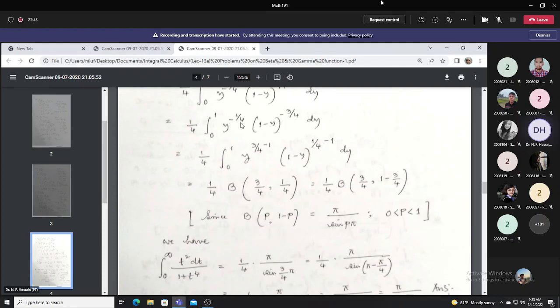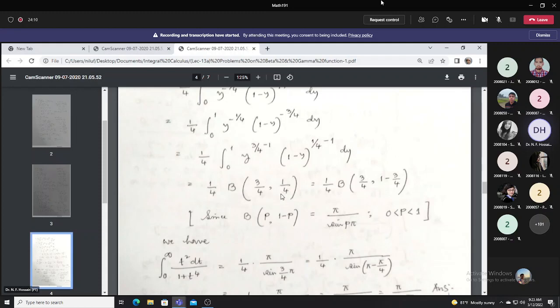This minus 1 over 4 can be written as 3 by 4 minus 1, and this minus 3 by 4 can be written as 1 by 4 minus 1. So this 3 by 4 should be our m, and 1 by 4 should be our n. So there was 1 by 4 outside, 1 by 4 into beta, 3 by 4, 1 by 4.